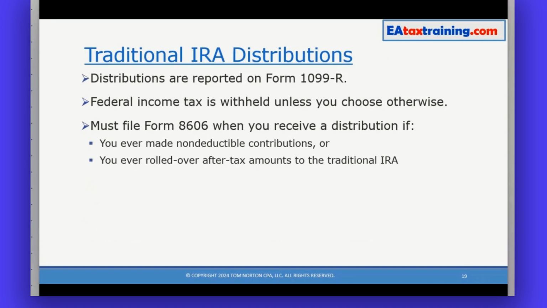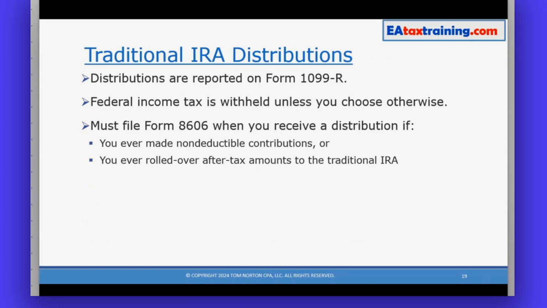Distributions, whether they are RMDs or just regular distributions, are reported on Form 1099-R. Federal income tax is withheld unless you choose otherwise. Remember, if it's a rollover, they have to withhold federal income tax. If it is a distribution other than a rollover, then they will withhold income tax unless you tell them not to do so.